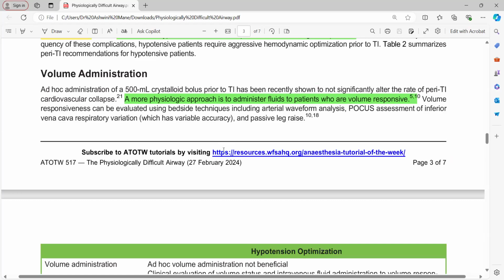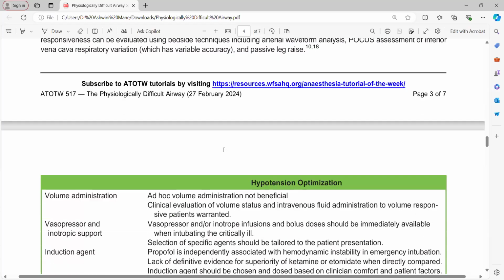So administration of up to 500 ml of crystalloid bolus prior to tracheal intubation has been shown not to significantly alter the rate of peri-tracheal intubation cardiovascular collapse. A more physiological approach is to administer fluid to patients who are volume responsive. Volume responsiveness can be evaluated using bedside techniques, including arterial waveform analysis, focused assessment of the inferior vena cava, respiratory variation, and passive leg raising test.